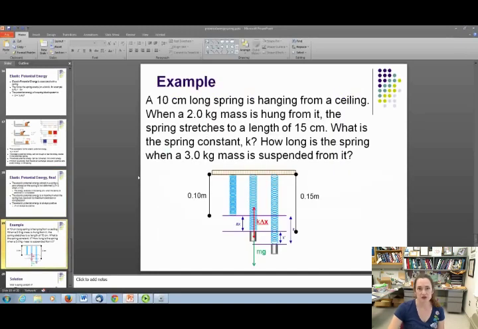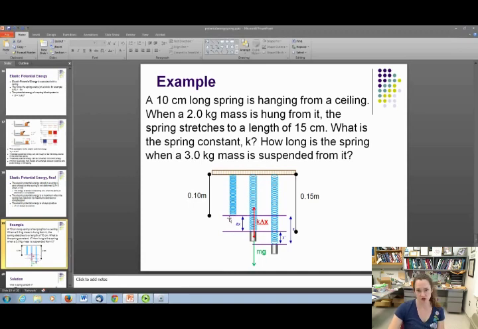All right, let me do an example problem for you using springs. So we have a 10-centimeter long spring, and it's hanging from the ceiling. And then you hang a 2-kilogram mass on it, and that stretches your spring to a length of 15 centimeters. So what's the spring constant, k? And then, how long is the spring if instead of a 2-kilogram mass, you put a 3-kilogram mass on it and suspend it? So I have a little sketch here of the scenario.